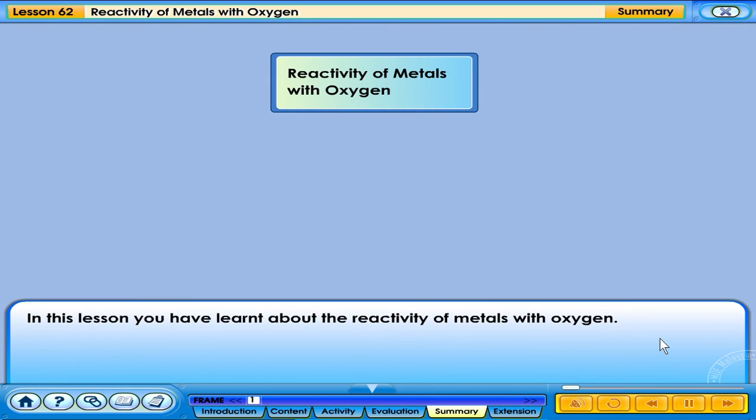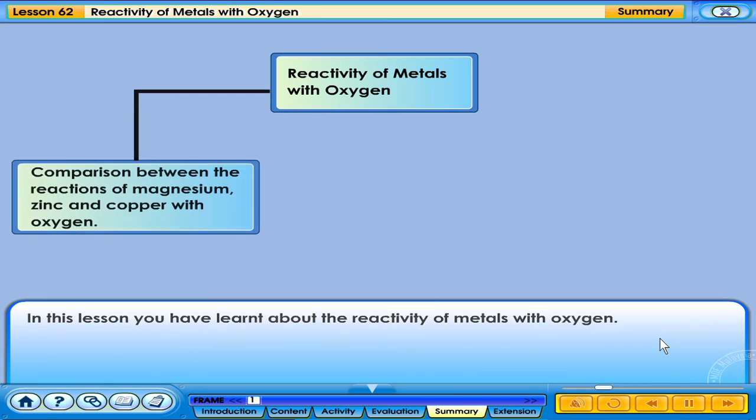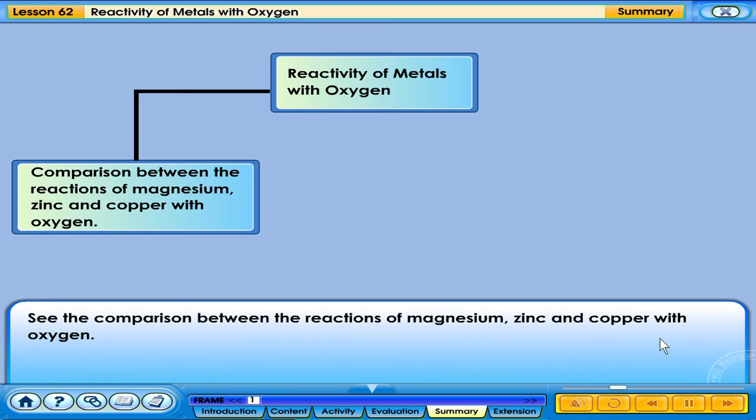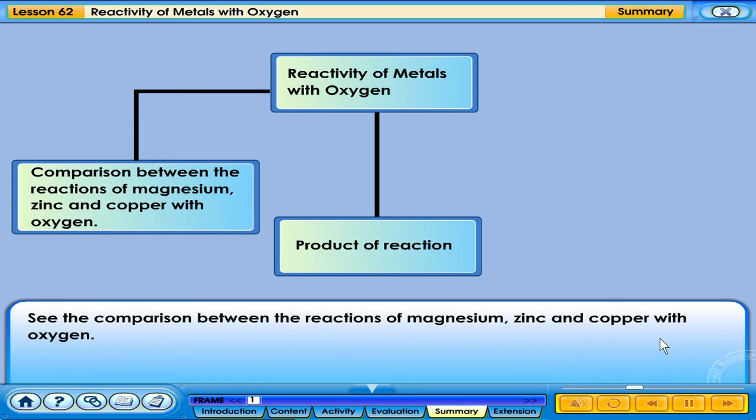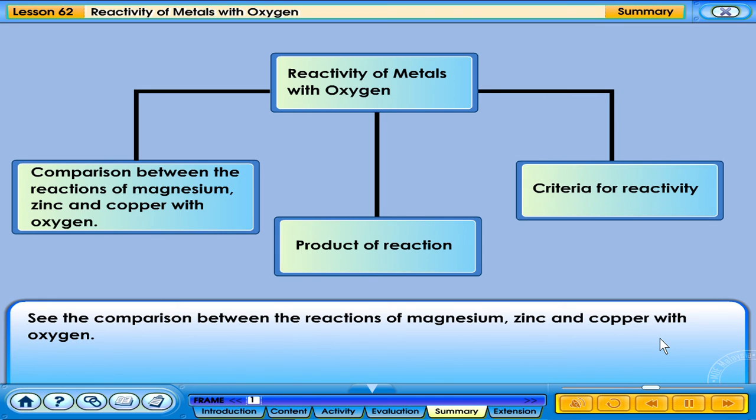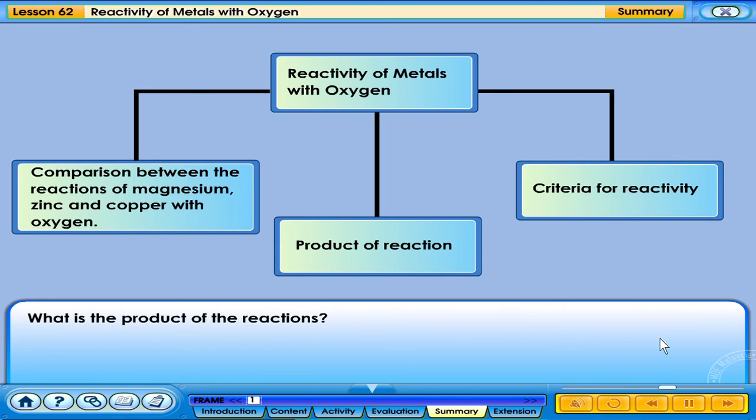In this lesson, you have learned about the reactivity of metals with oxygen. See the comparison between the reactions of magnesium, zinc, and copper with oxygen. What is the product of the reactions? What are the criteria used to describe reactivity of metals with oxygen?